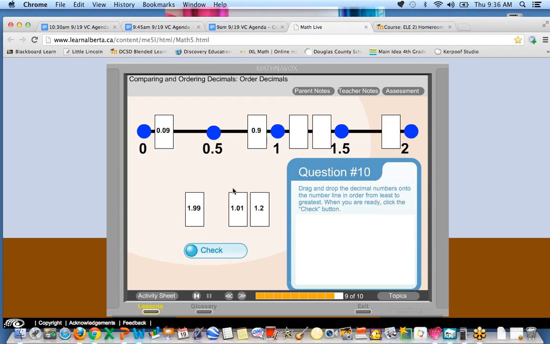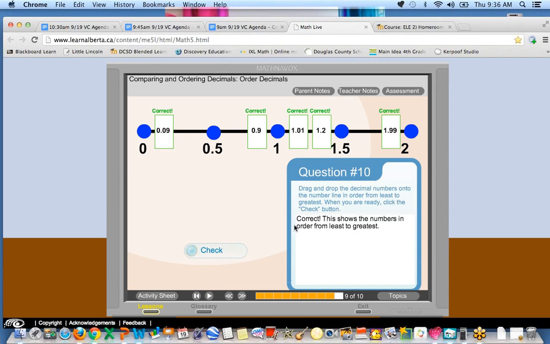Okay, this one's super easy. 1.99. Hot. No, that doesn't make sense to me. And then the other two. I might be messing this up. Should I reverse those? Yes, I think so. Okay. All right. Very good.